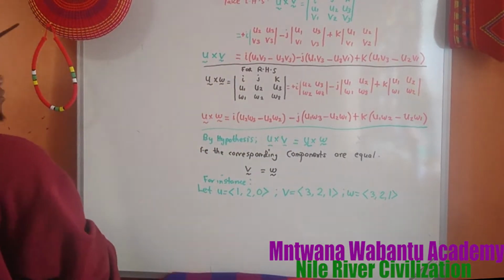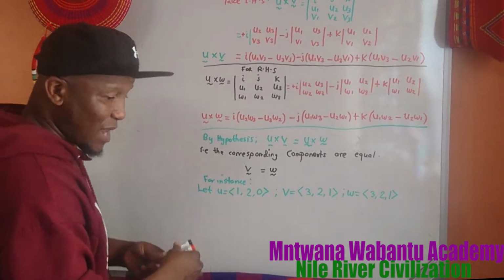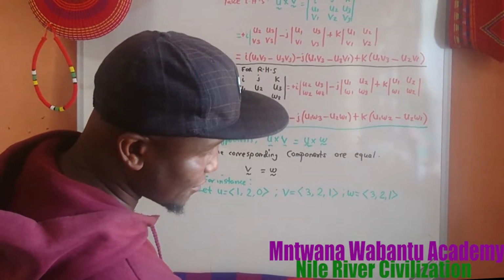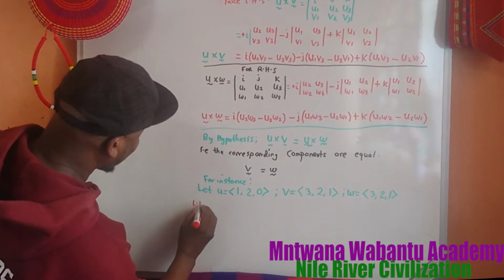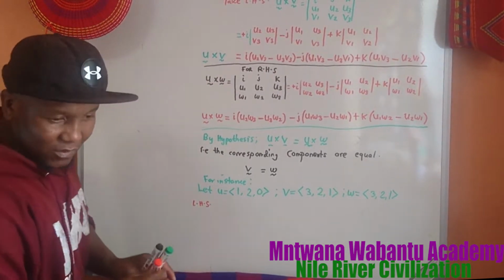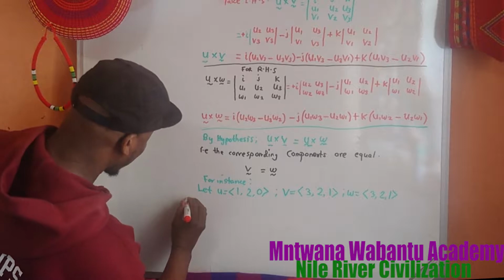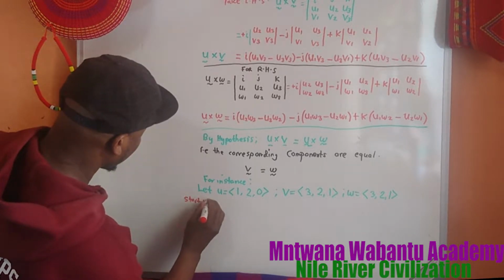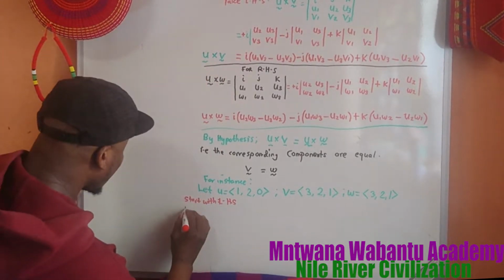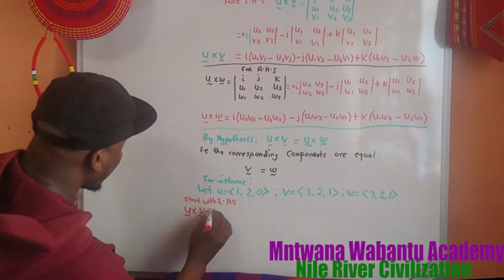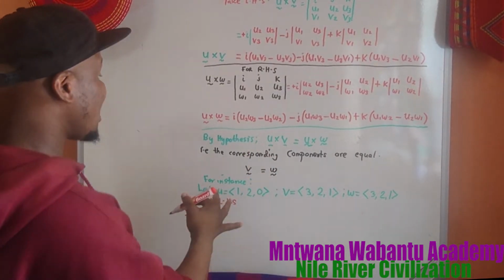Now let's see if the left hand side and right hand side are going to hold. So let's plug it in, starting with the left hand side. I want to make enough space here. The left hand side is U cross V. Make sure you do this right and show everything, if it's in your exam or you have a test or assignment, to get all the marks.